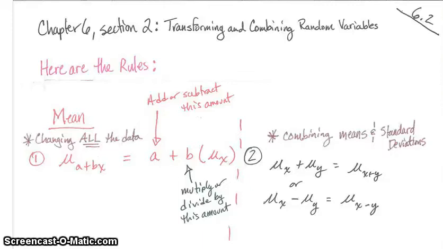All right, it's time for AP Statistics with Mr. Walton. Chapter 6, Section 2, Transforming and Combining Random Variables. Here are the rules. I know you might have seen these before, but I thought it might be worthwhile to let you see them again.